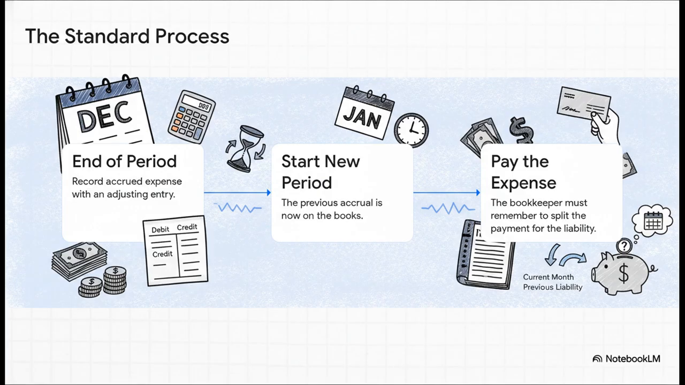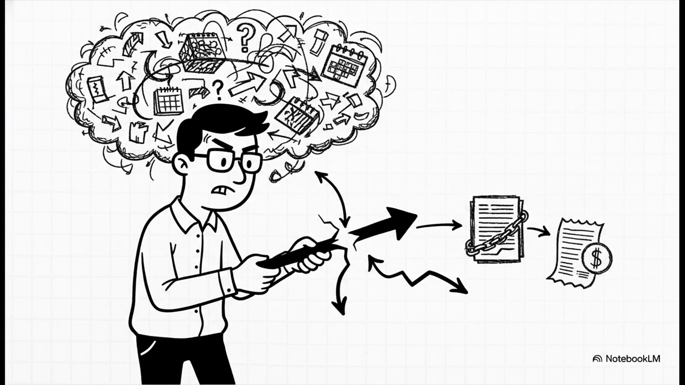So January 5th rolls around, it's payday. The payroll clerk goes to process the payment. And this is where the complication hits. They can't just record the whole cash payment as a January expense. They have to stop and remember, oh, wait, part of this payment is actually for that liability from last month. And this is the point that, as a future manager, you have to appreciate. This reliance on someone's memory is a real operational risk.